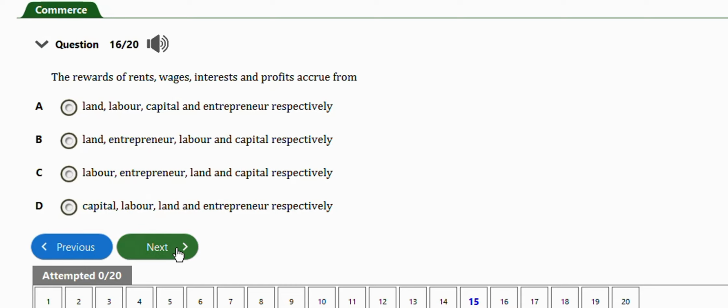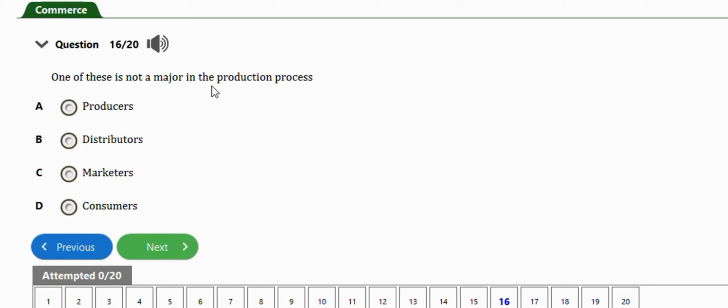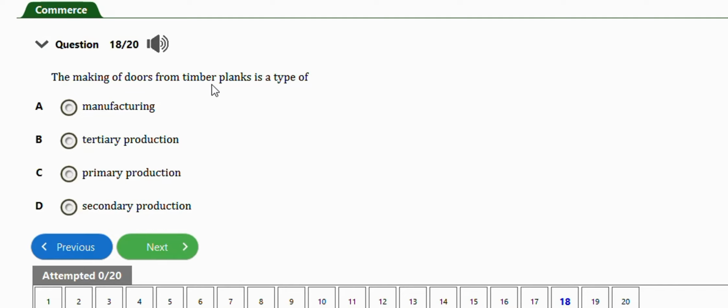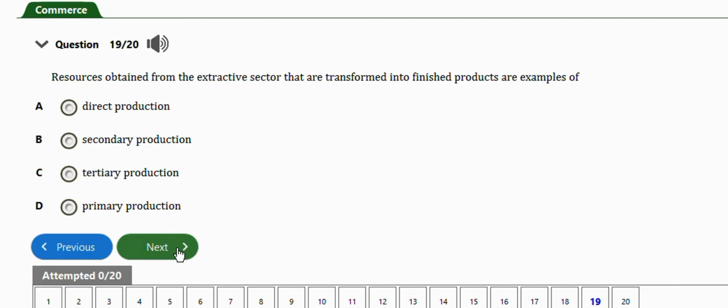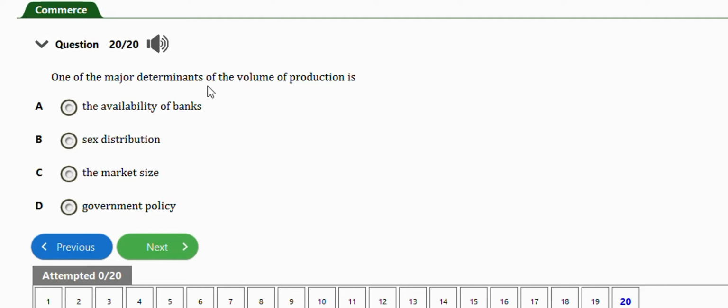Next question. One of these is not a major factor in the production process. Consumers, option D, is not a major factor. Next question: the creation of utilities to satisfy human wants is referred to as production, option B. Next question: the making of doors from timber planks is a type of secondary production, option D. Next question: resources obtained from the extractive sector that are transformed into finished products are examples of secondary production, option B. The last question: one of the major determinants of the volume of production is the market size, option C.